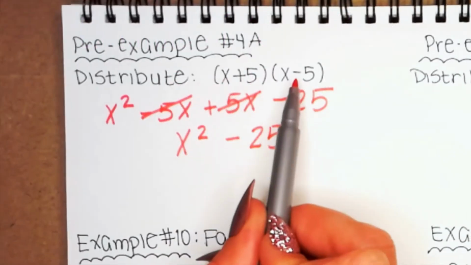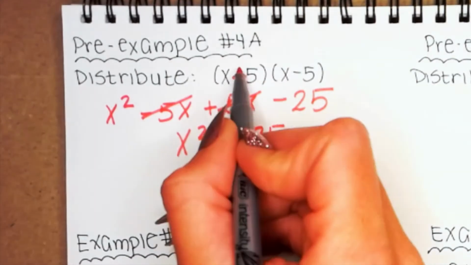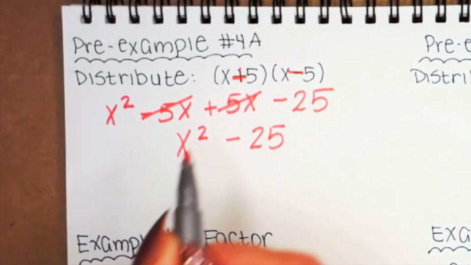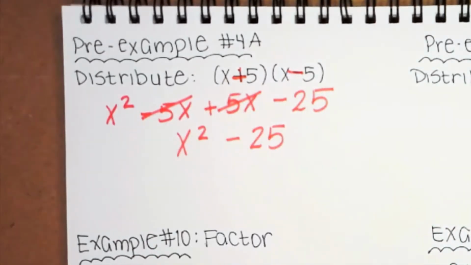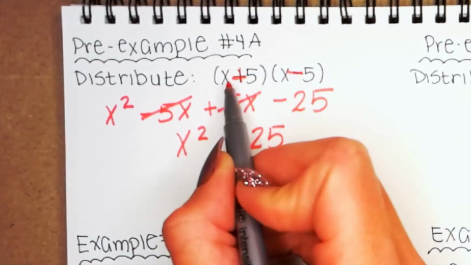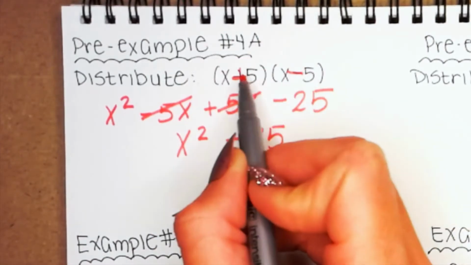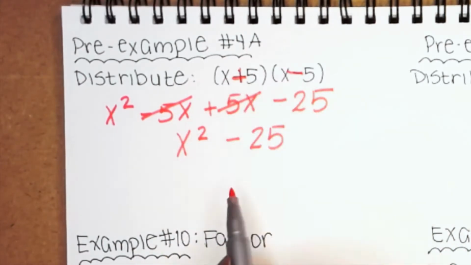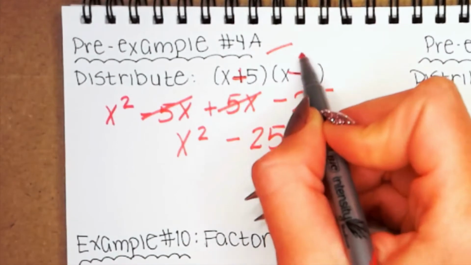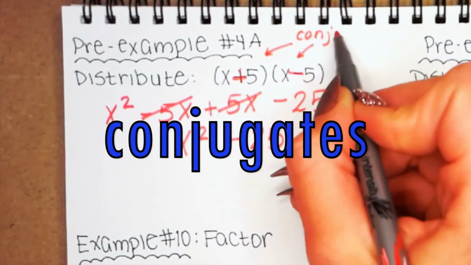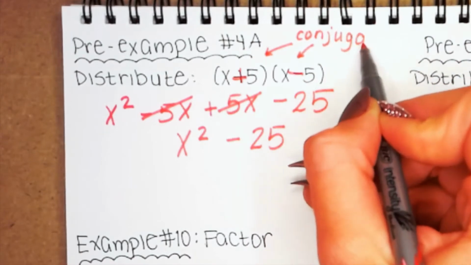My two factors looked very similar. The only difference was that one was minus and the other was plus. See what I did there? There's a special word we use to describe terms that are the same expression, only differing by the sign between them, plus and minus. We call these conjugates of one another. This is a very, very important word.